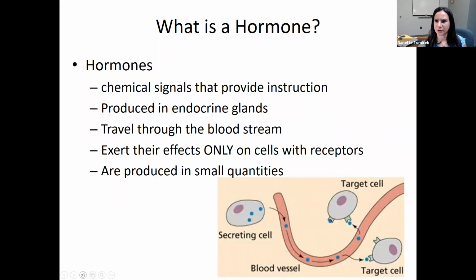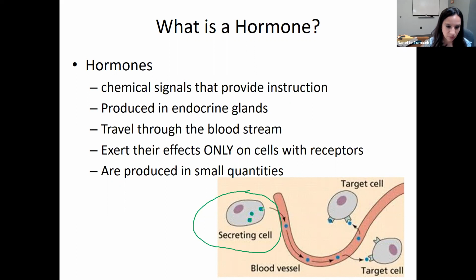So what is a hormone? Okay, I've talked a little bit about chemical signals. So that's what it is. It's a chemical messenger. It's going to provide an instruction to another cell. Hormones are produced locally in one specific cell type. And if we turn our attention to the figure, you'll see that there's a secreting cell here. And these little blue dots that it's making are going to be the hormones.